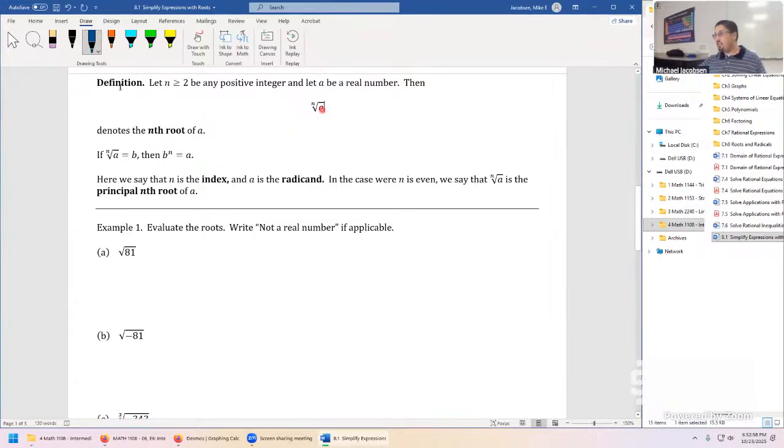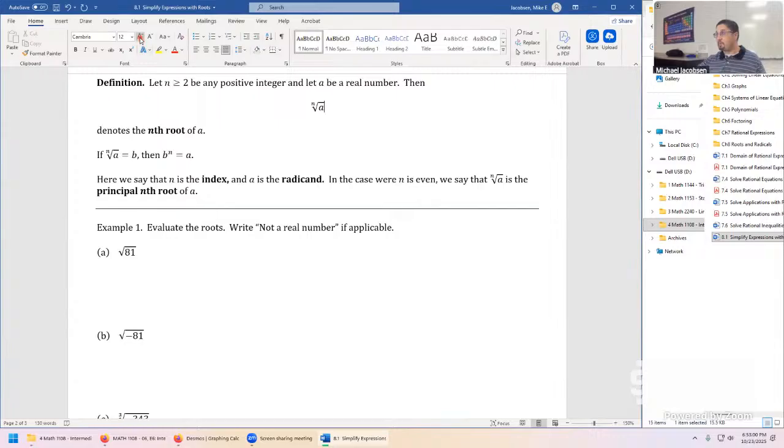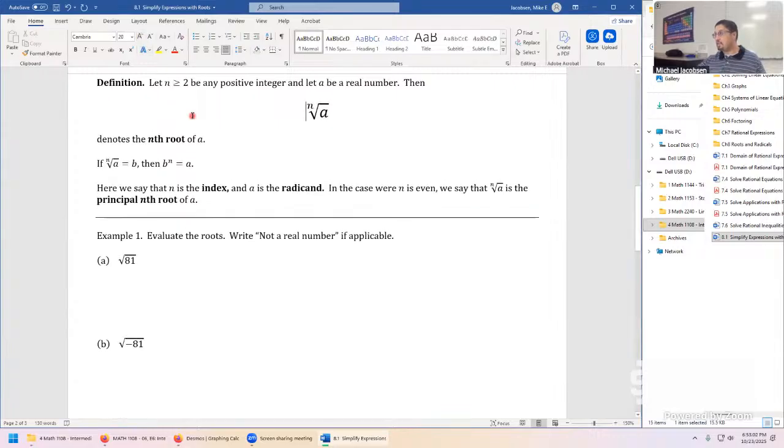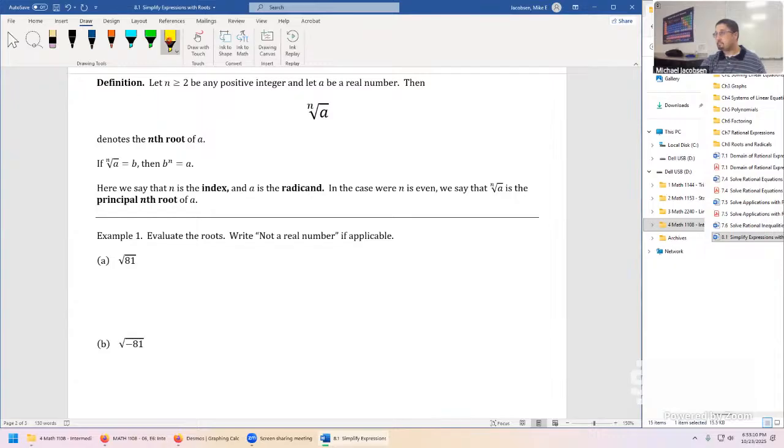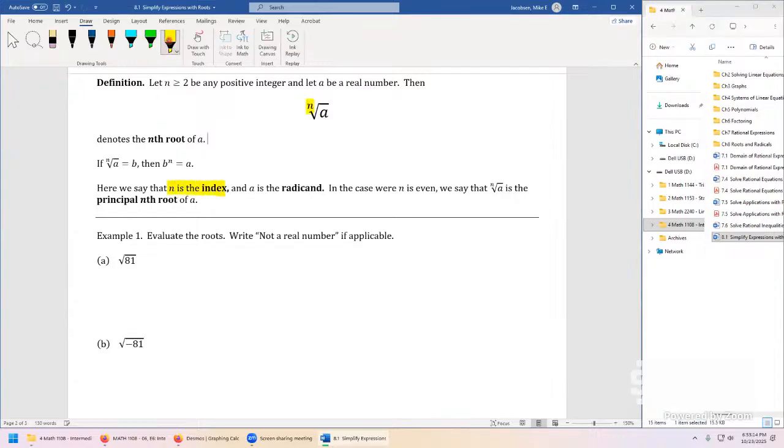Here we're defining a lot of things all at once. Let me make this a little bit bigger. We're taking the nth roots of numbers A. N is what we refer to as the index. So n is the index. It's the number that goes right here.